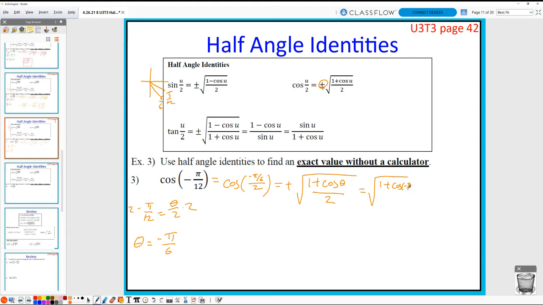So that is going to simplify down to 1 plus, fourth quadrant, cosine of pi over 6 is root 3 over 2, all over 2. And you can leave it as such. That's fine. Not very pretty, but that's okay.